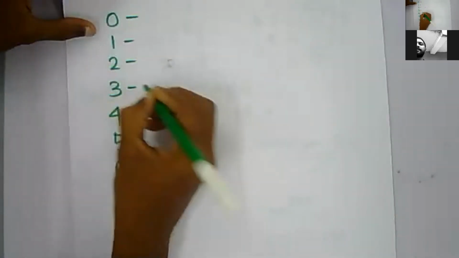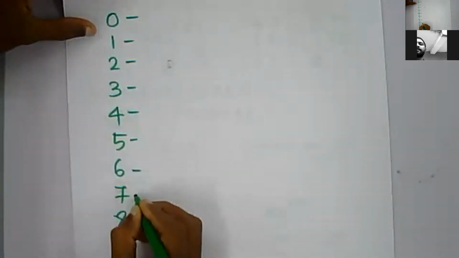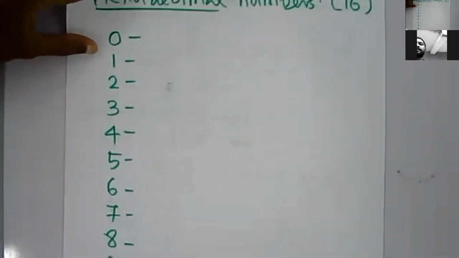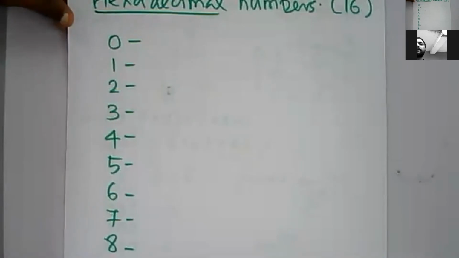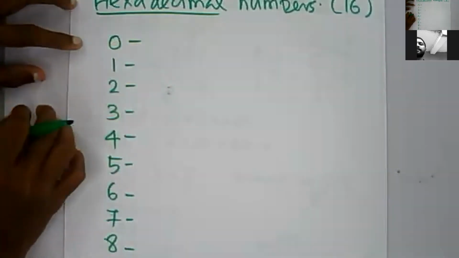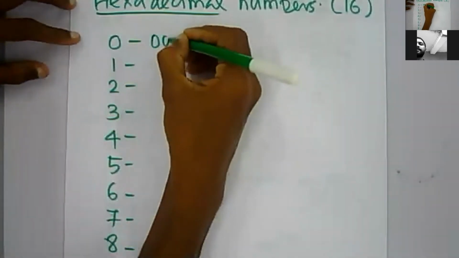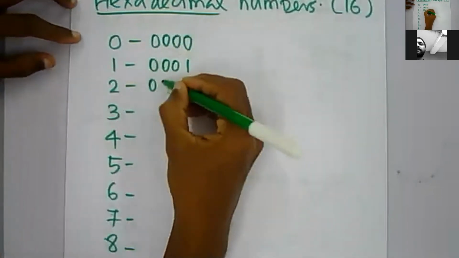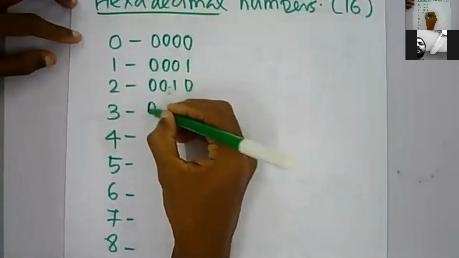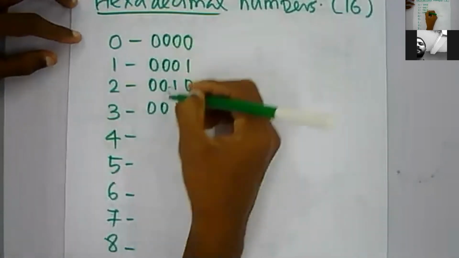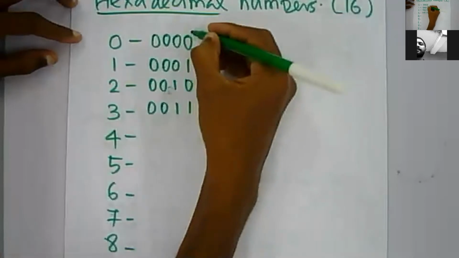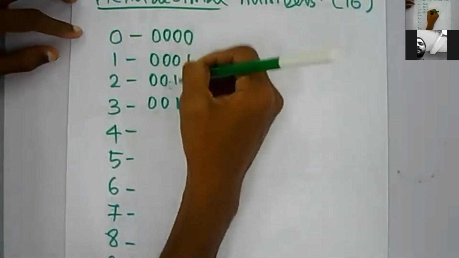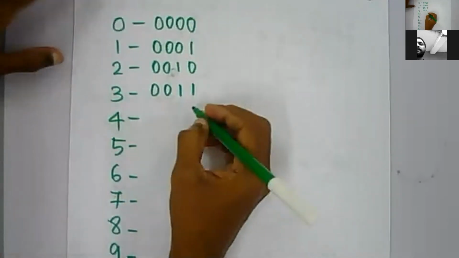Similarly, since 16 is 2 to the power 4, we can use 4-digit binary numbers to represent a single hexadecimal digit. This becomes 0000, 0001, 0010, 0011. Look here: 4 zeros, then 1, 0, 1, 0 alternating, then 0, 0, 1, 1.